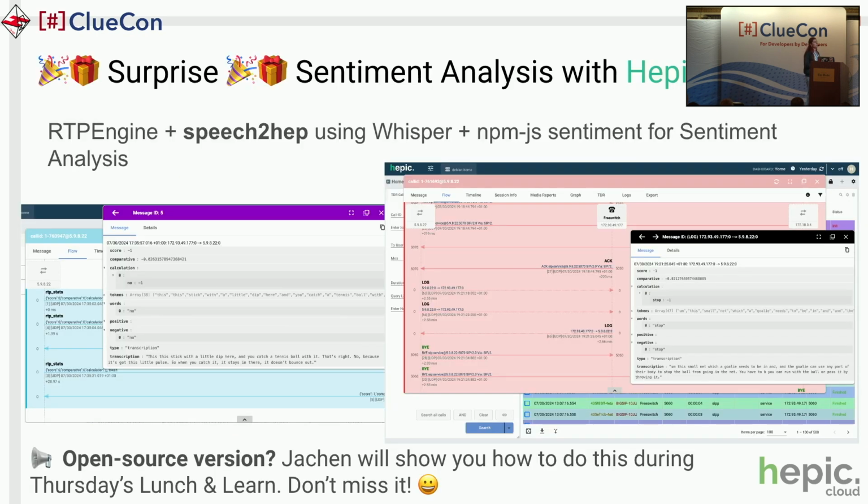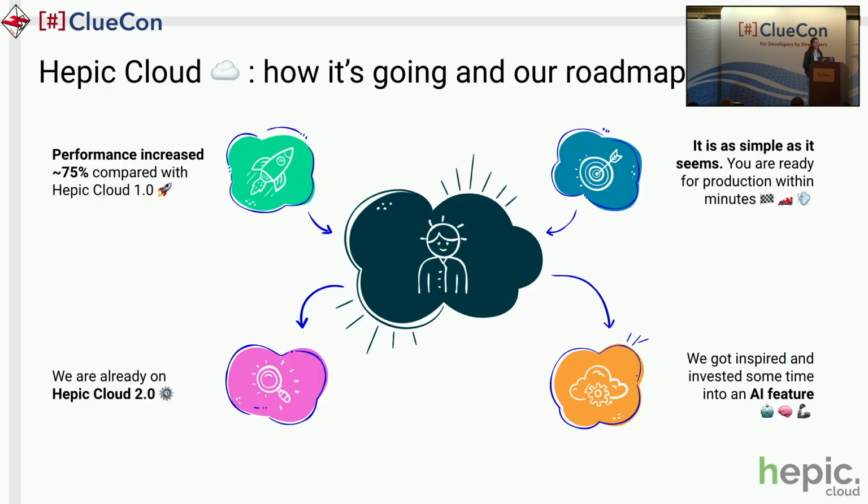Okay, so as I said, we are on Hepic Cloud version 2. And between version 1 and version 2, we had a performance increase of around 75%. So the user experience really felt it, and the best part is that the motto of the product remains untouched. So it is still as simple as it always was. You are still only responsible for ingesting the traffic. So this means that you would be ready to go to production within minutes.